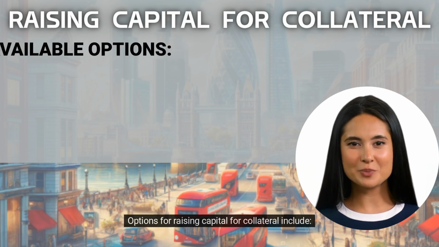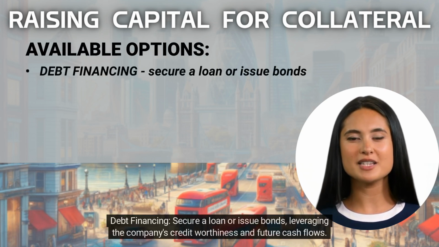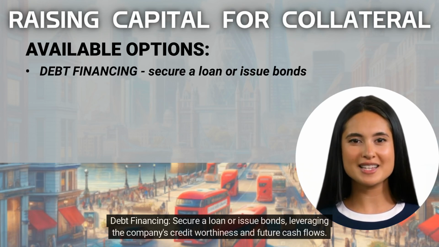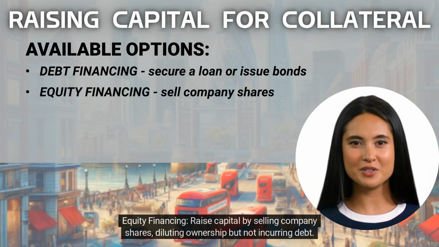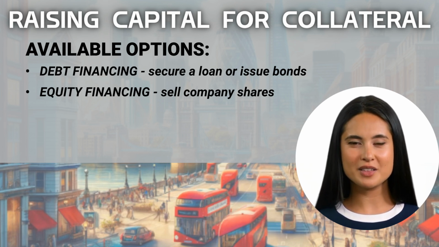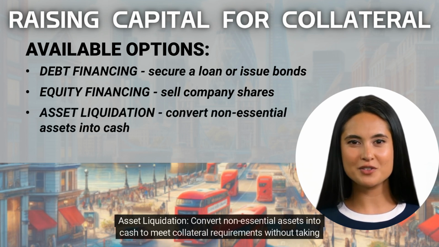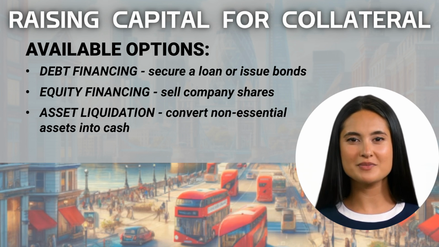Options for raising capital for collateral include debt financing: secure a loan or issue bonds, leveraging the company's creditworthiness and future cash flows. Equity financing: raise capital by selling company shares, diluting ownership but not incurring debt. Asset liquidation: convert non-essential assets into cash to meet collateral requirements without taking on new liabilities.